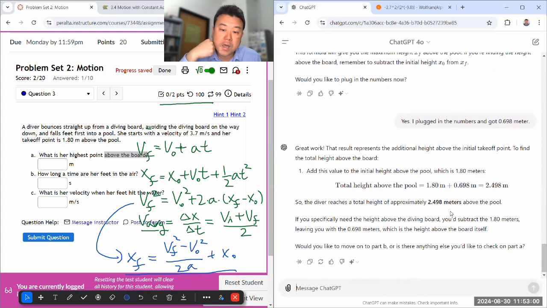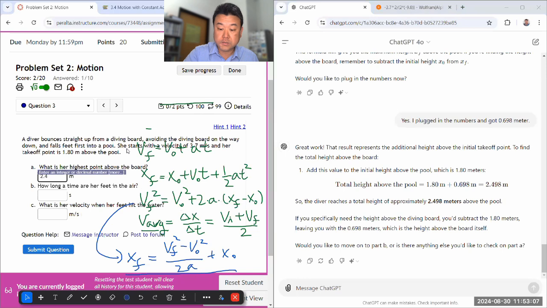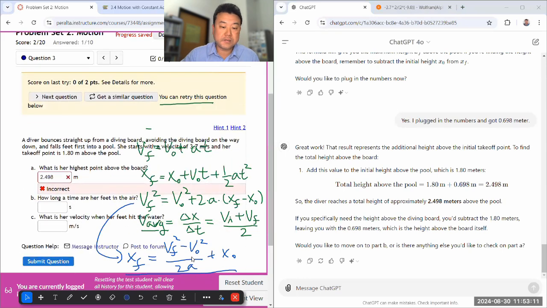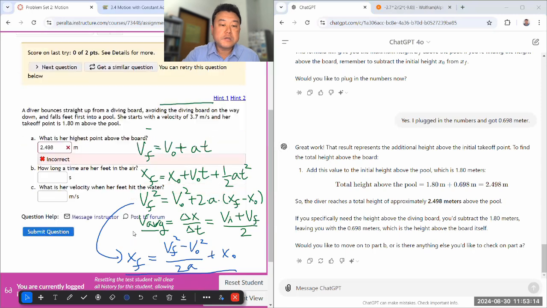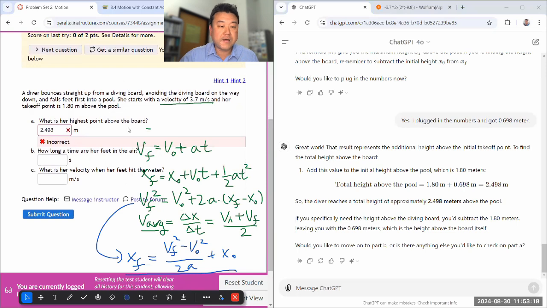So you do have to watch out that, like any tutor, it can be wrong. So if you put in what it tells you is the correct answer, it'll be wrong. You know, it's above the board. It's not asking for above the pool. So you as a human being can read and figure that out.